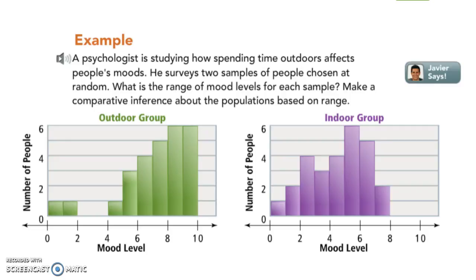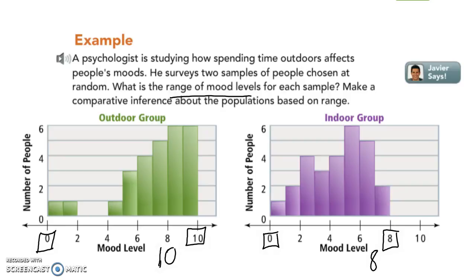So we're looking at the range of mood levels. And they've used this kind of bar graph looking thing to do that. So I see what is the highest mood level and what is the lowest mood level for the outdoor group. The highest is at 10. The lowest is at 0. To find the range, we just subtract those. 10 minus 0 is 10. With the indoor group, what is the highest and the lowest? The highest is at 8. The lowest is at 0. So the range is 8.